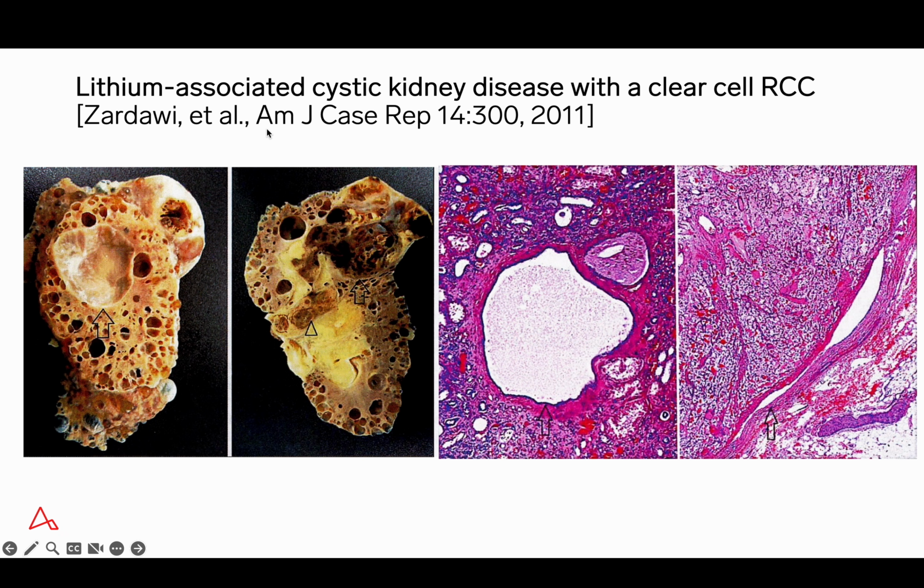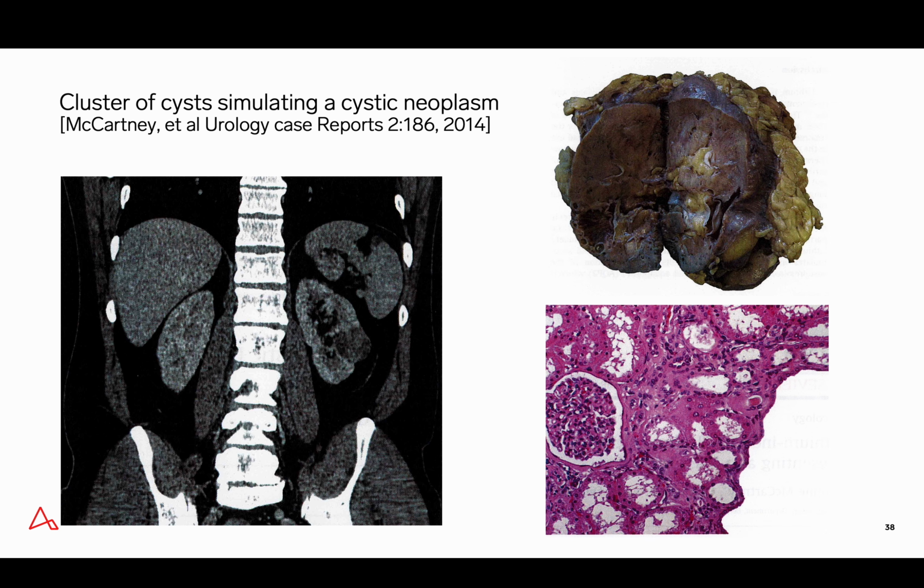This is an example of lithium-associated cystic kidney disease. If we look at the gross photograph on the left, we can see numerous cysts replacing all of the renal parenchyma. And here at the upper right portion of this bivalve specimen, we actually have a renal cell carcinoma, which, as we can see here on the far right image, is a clear cell renal cell carcinoma, and the cysts themselves are lined by the characteristic low cuboidal lithium type cyst formation.